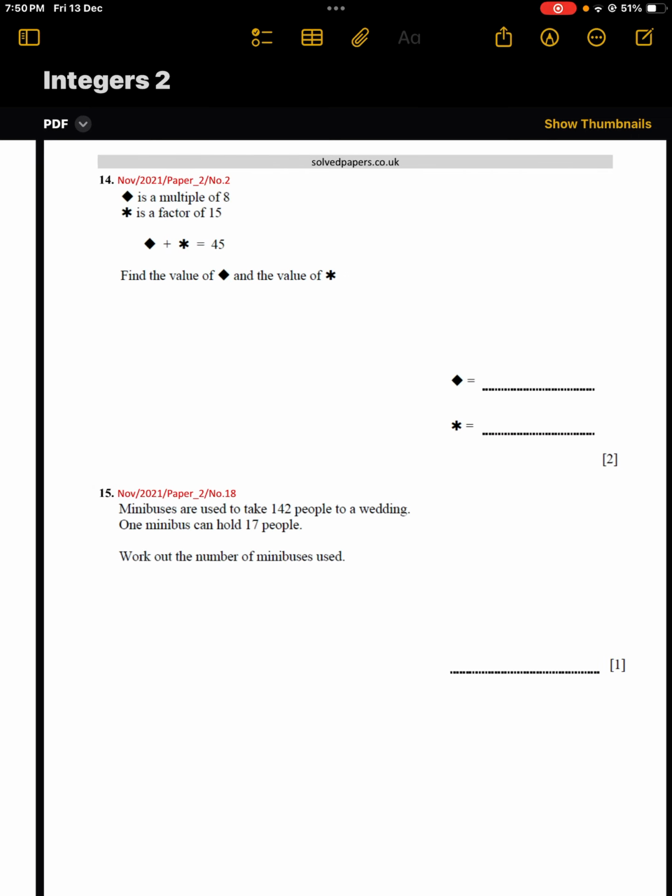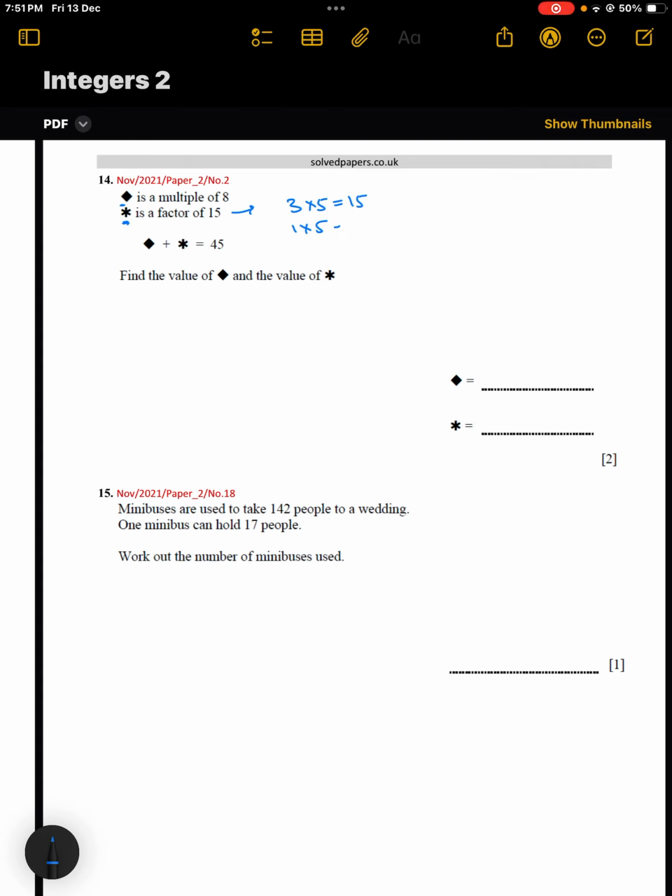Okay, now moving to next question 14, and it says this rhombus sign is a multiple of 8 and this star sign is a factor of 15. Factor of 15 means that 3 times 5 is equal to 15, or 1 times 15 equals 15. So what we need to do, we have to arrange these numbers in such a pattern that when we add them they must give us 45. So I got the factors.